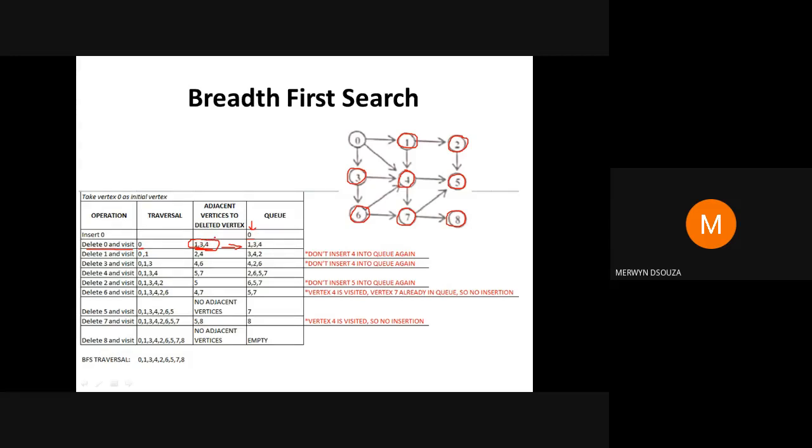So check 1. Is it in initial state? Yes. So put it in the queue. Check the next one, 3. Is it in initial state? Yes. Put it in the queue. Check 4. Is it in initial state? Yes. Put it in the queue.